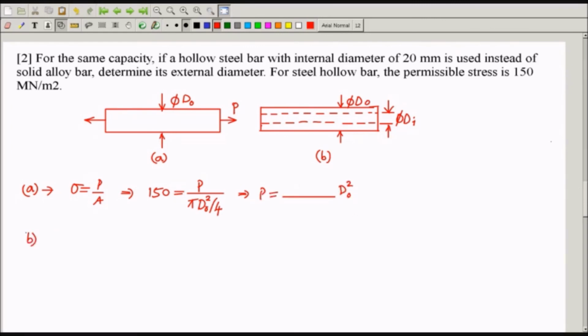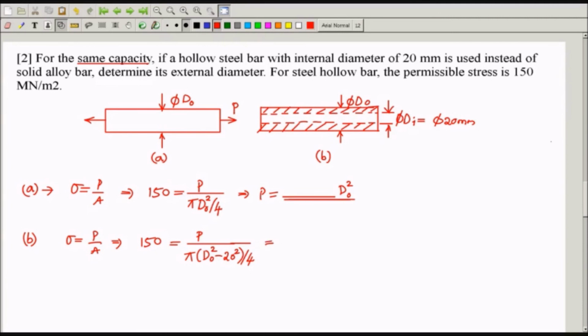For the second case, he says for the same capacity, means both the members are subjected to the same loading, or both are capable of withstanding the same amount of load. So for the second case also, the P you obtained in the first case can be used. But inner diameter of this is given as 20 mm. I will write the same equation, P by A. In the second case also 150 remains here because the material is the same, so permissible stress will be the same. That should be equal to P divided by A. A for the second case is pi into d naught square minus di square, which is 20 square, divided by 4. But P is obtained from here.